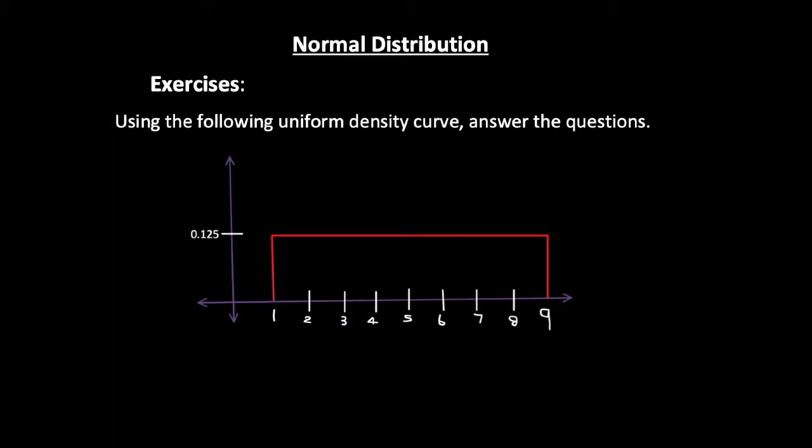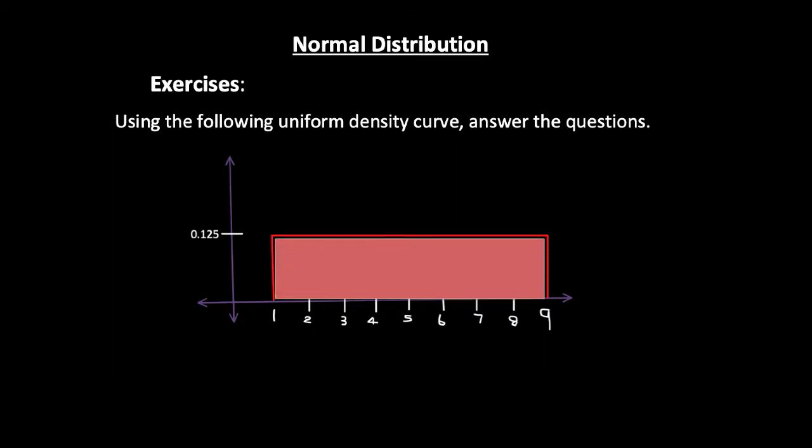How do we make sure this is a density curve? Go back to the properties of density curves. Area. Area under the curve is 1. How do we find an area of a rectangle? Length multiplied by width. The length is 8, width is 0.125, then area is 1. Yes, therefore, we can believe this is a density curve.